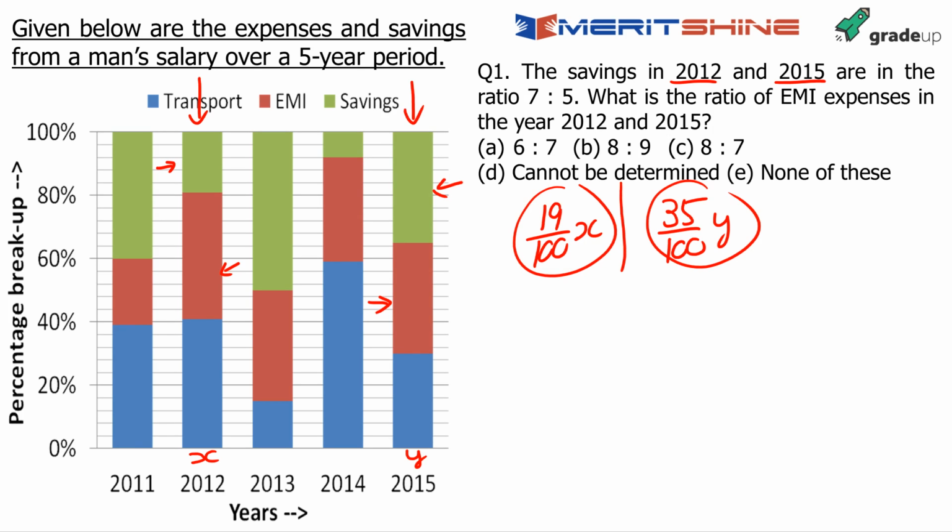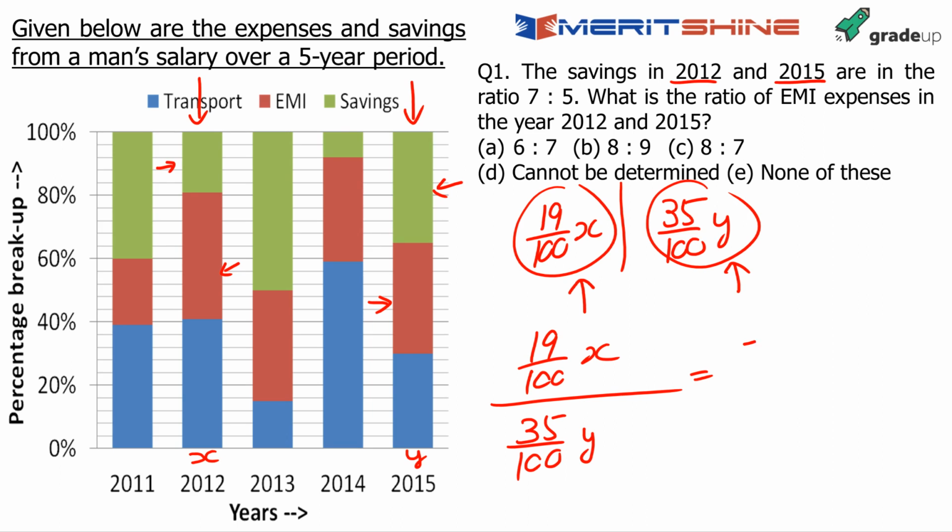Fine. So the savings in 2012 is 19/100 X, where X is the salary in 2012, and 35/100 Y, where Y is the salary in 2015. What is he saying now? The savings in 12 and 15 are in the ratio 7:5. So what he tells me is that 19/100 X upon 35/100 Y is equal to 7/5. Fine, this is given to me.